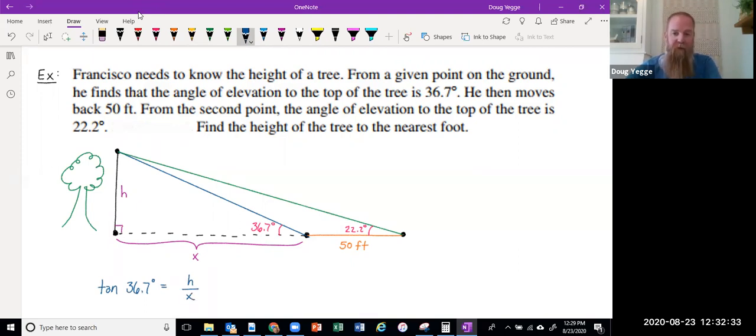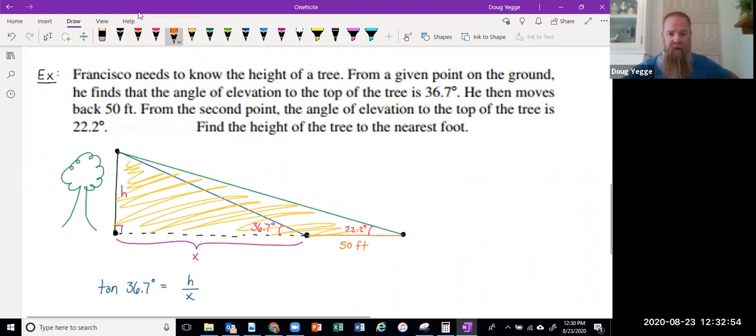Now, one minor little problem right here is that we still have two variables. So why don't we go ahead and take a look at the large triangle, which is this whole one right here, and think of that as a whole right triangle. If we were to look again at tangent, tangent is opposite over adjacent, so tangent of 22.2 degrees, the really narrow angle, is equal to opposite over. But now let's look at the adjacent side.